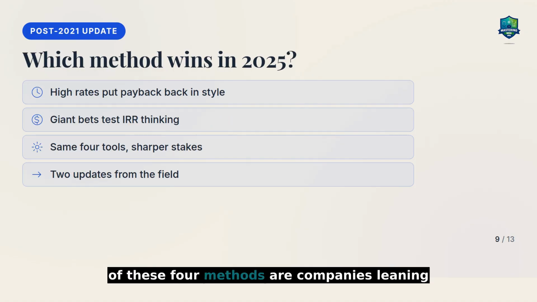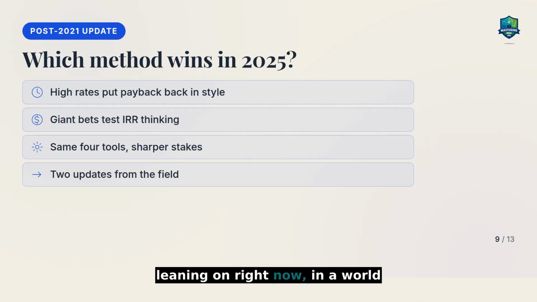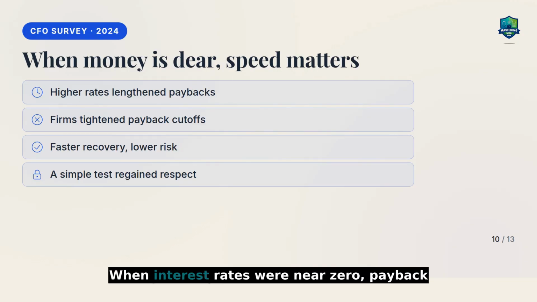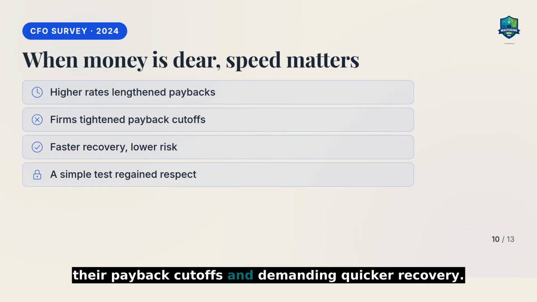So which of these four methods are companies leaning on right now, in a world of expensive money and enormous bets? The answer has shifted in the last 2 years. Two updates from the field. When interest rates were near zero, payback felt old-fashioned. Money was almost free, so who cared how fast it came back? Once rates jumped, that changed overnight. As the cost of capital rose, measured payback periods stretched out, and finance teams responded by tightening their payback cutoffs and demanding quicker recovery. The logic is sound.